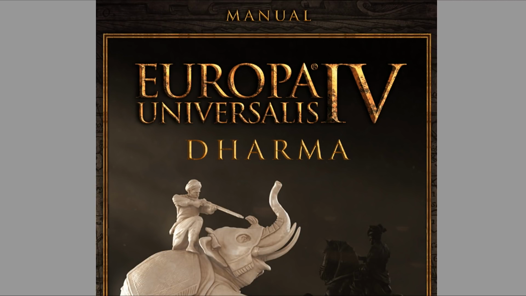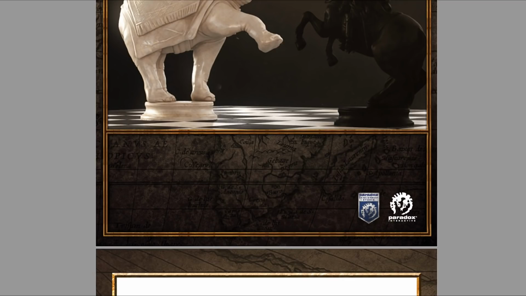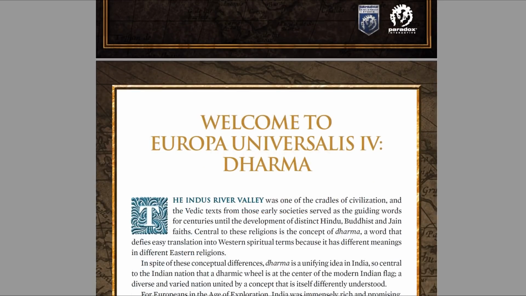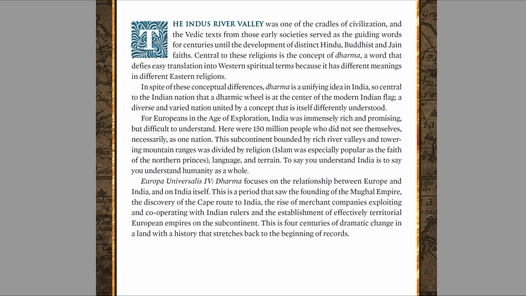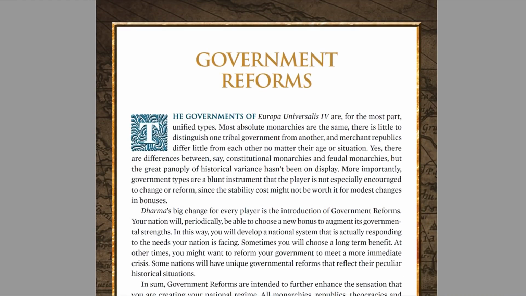So Paradox released the manual for the Dharma update, and since this update has so many different features, I thought I would go over it and see what they are and what they look like, because I am really excited about this one. So, the Dharma update obviously revolves around the Indian subcontinent. That's the focus. Okay, so first is the government reforms.